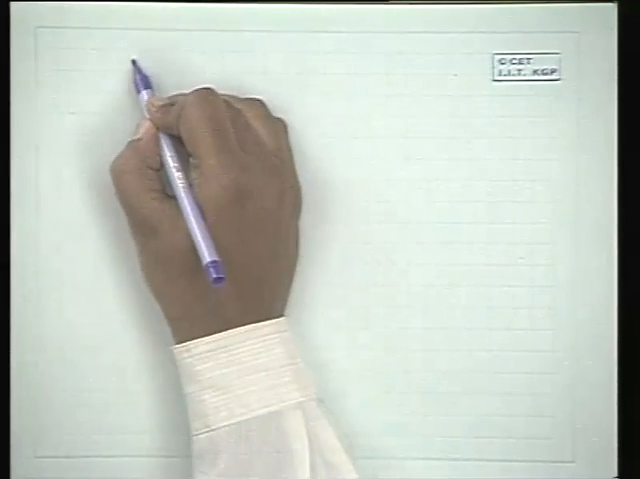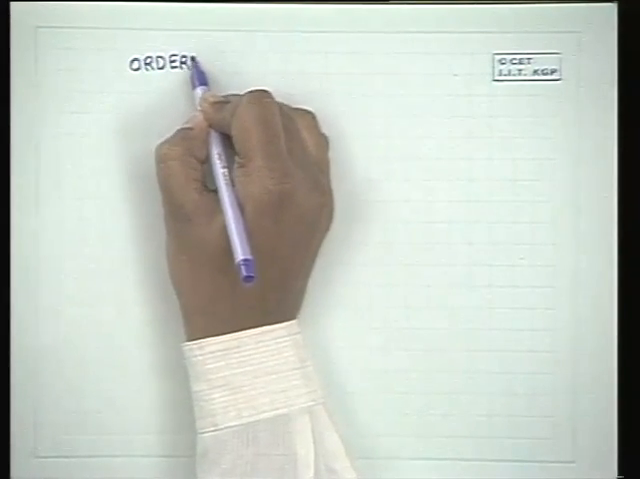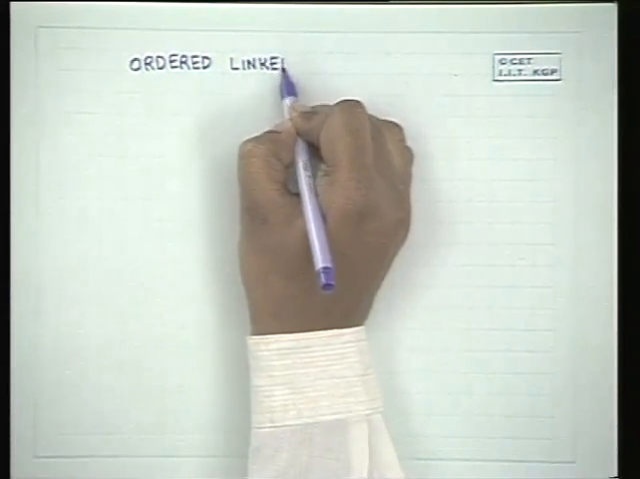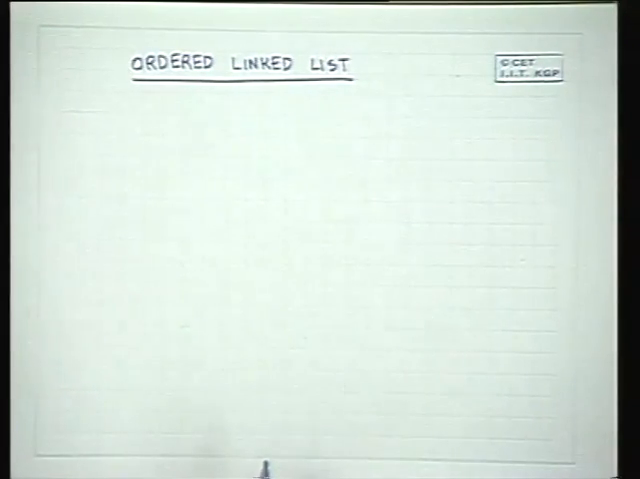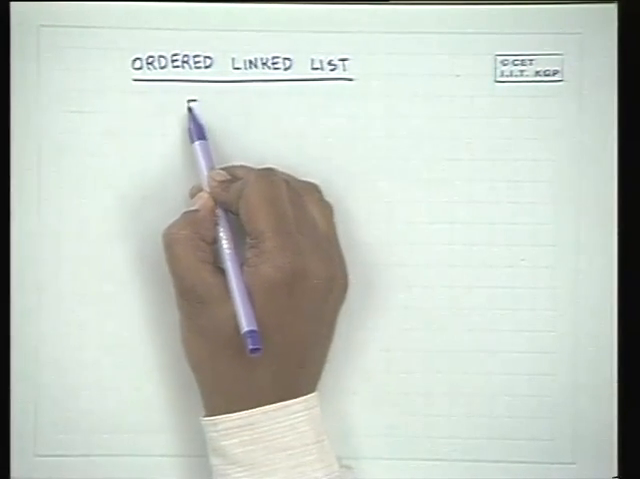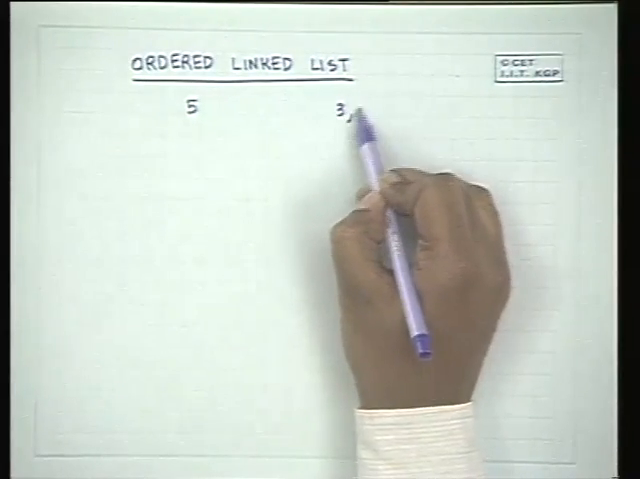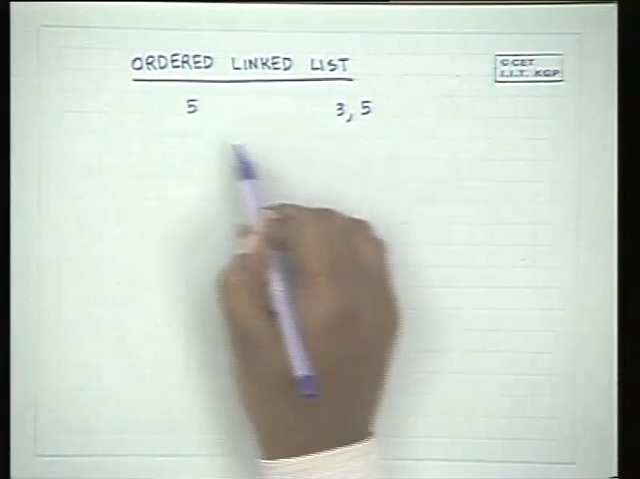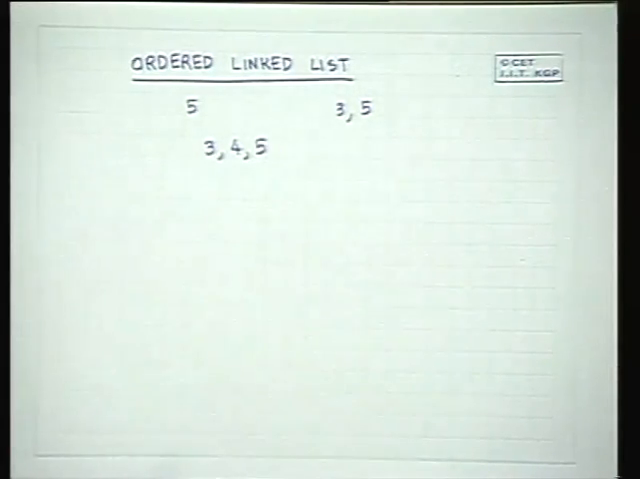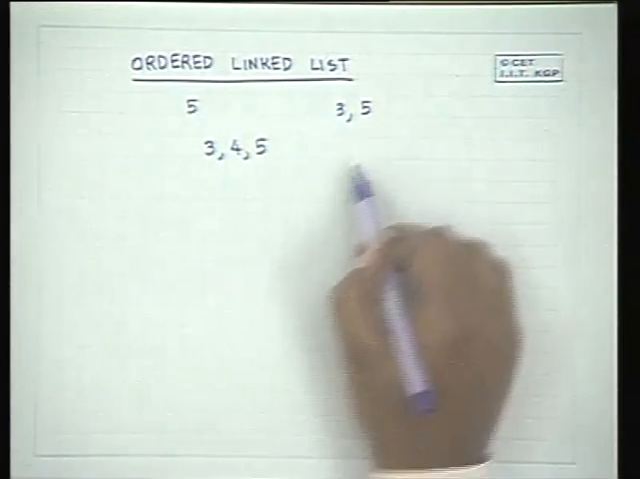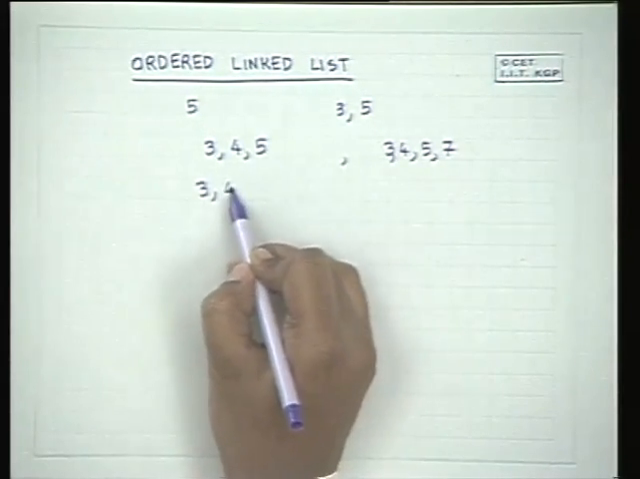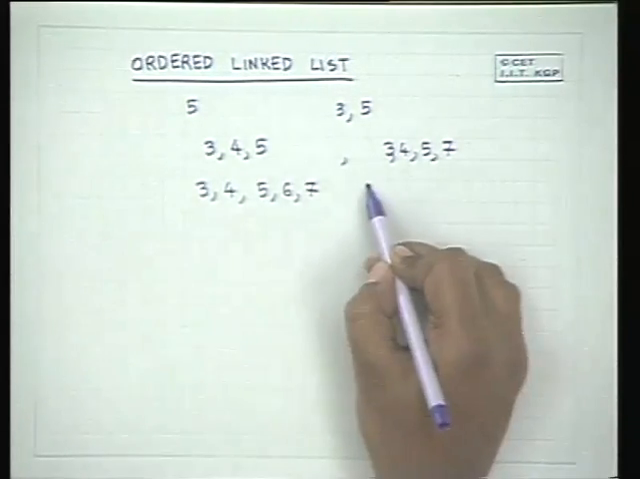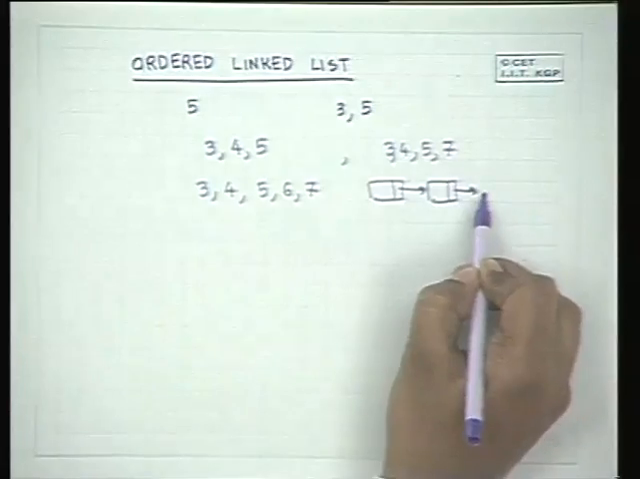What do we do in an ordered linked list? In an ordered linked list, we make certain modifications. We always maintain the list in an ordered fashion. That is, suppose first element entered is 5, the second element entered is 3, then 3 will be put before 5. If the next element entered is 4, then it will be put here. If the next element entered is 7, it will be made. If the next is 6, it will become. And this structure, obviously, as you can imagine, is of this form.